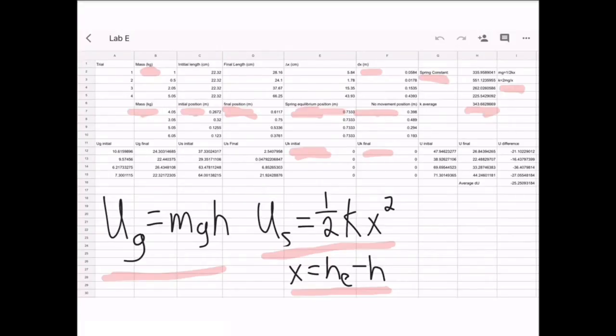From there, we calculated the total initial and final energy of the mass and spring system, and you can see those values for each of them here and here. That was really simple. Adding initial energy is just the initial gravitational potential and the initial spring energy, and final energy is using the same thing but using final energies. And then we found the change in energy by subtracting final energy minus initial energy. And then our final calculation was to average those values, and we averaged the differences to find an average value for the delta U.